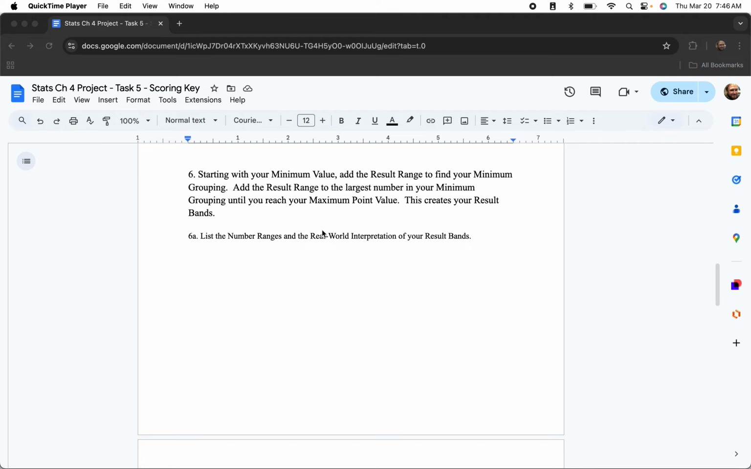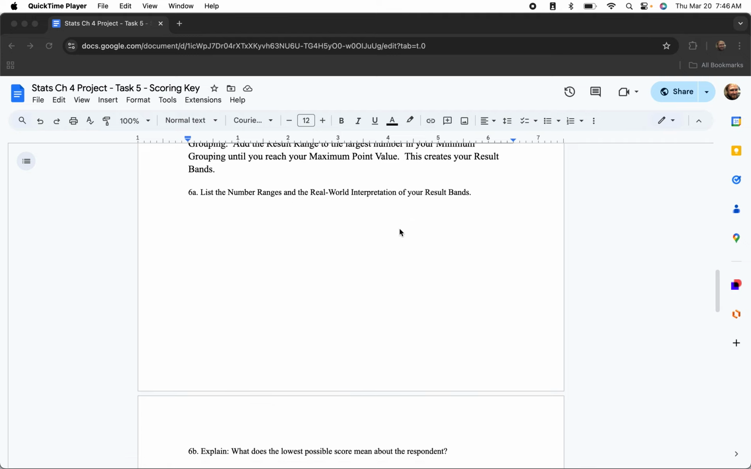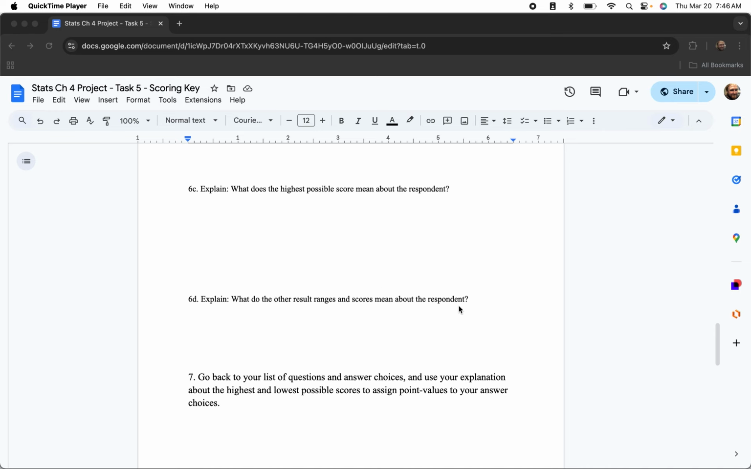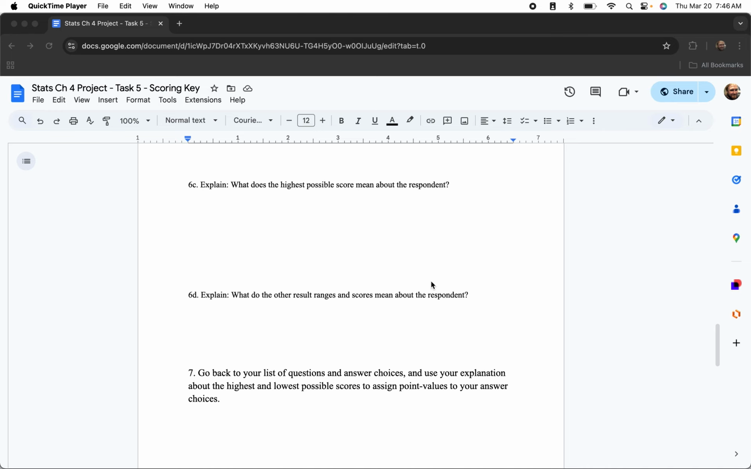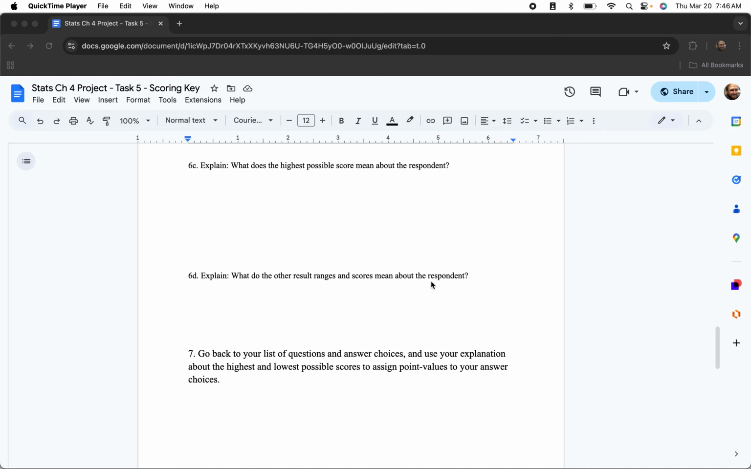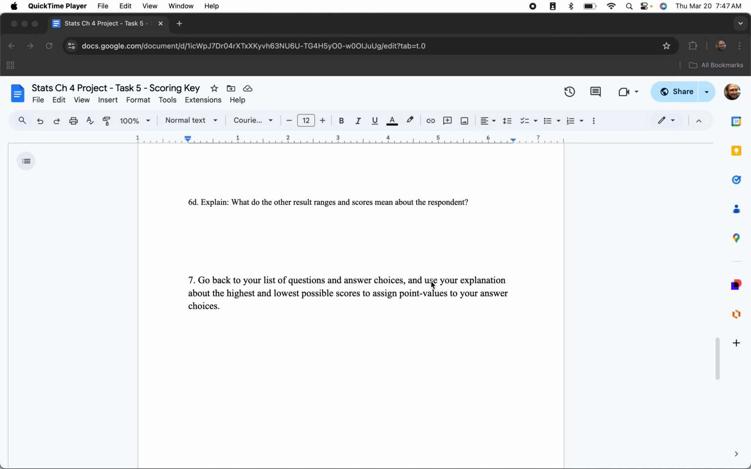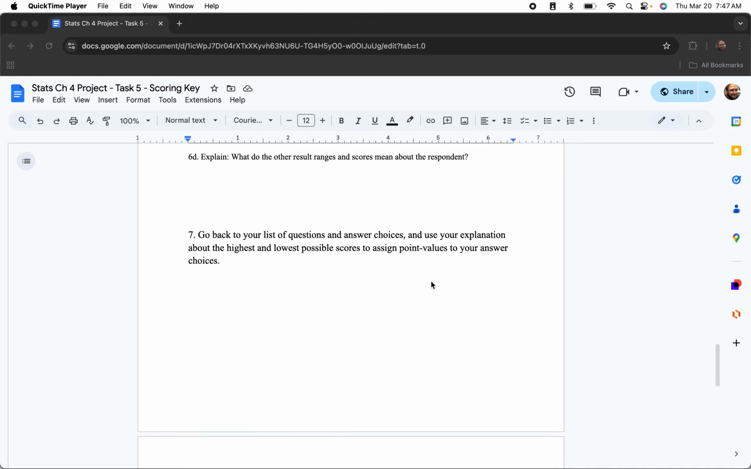So you want your number ranges and your real-world interpretations. You also want to explain what the lowest and highest possible ranges of scores mean, and what the ones in between typically mean. Then we need to go back to our list of questions and our list of answer choices and use our explanations of the highest and lowest possible scores to assign point values to your answer choices. You might have done that already.